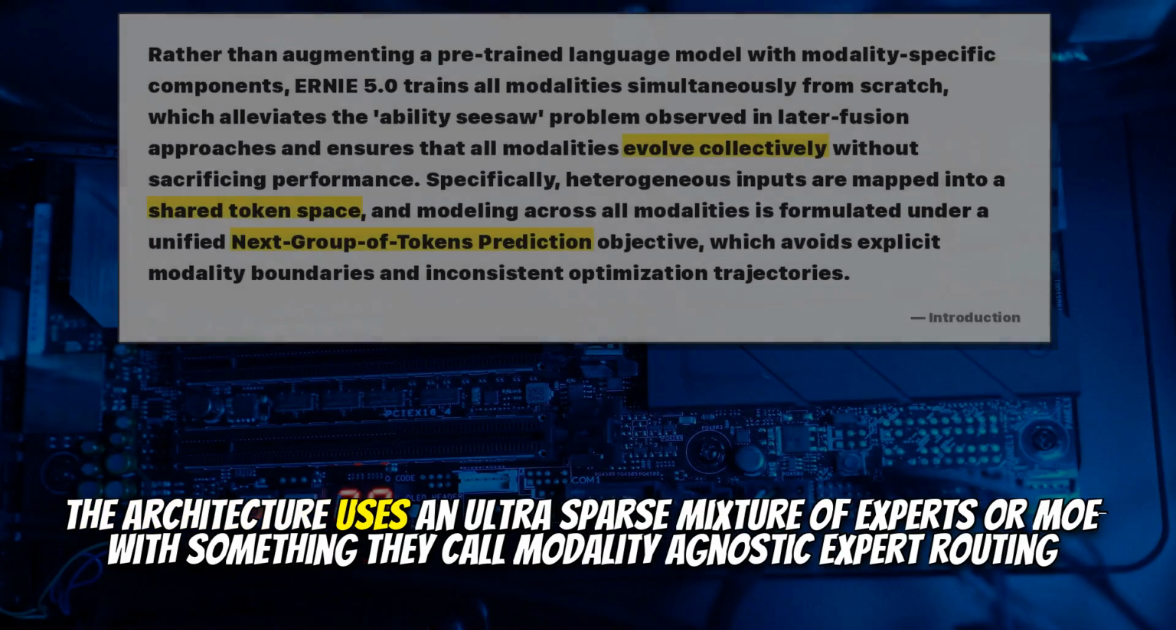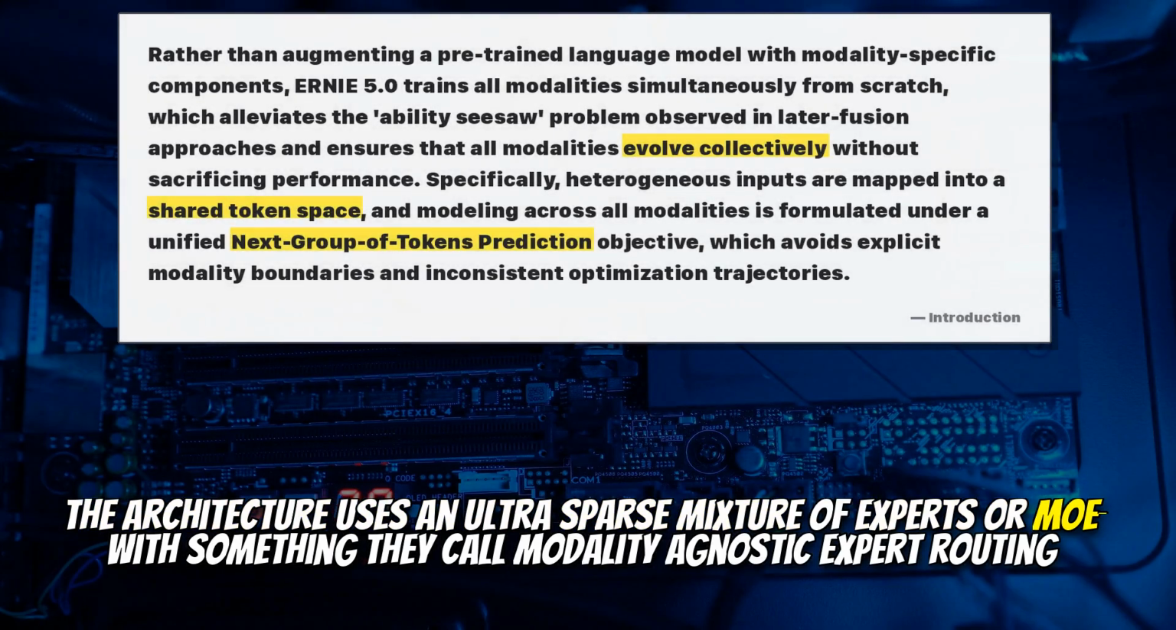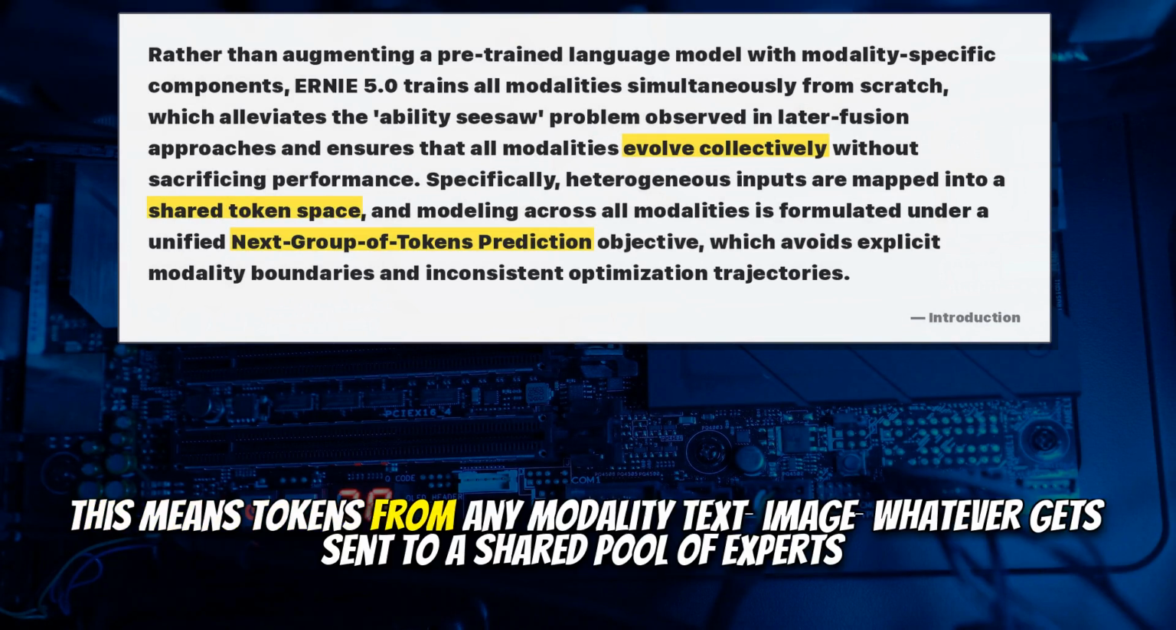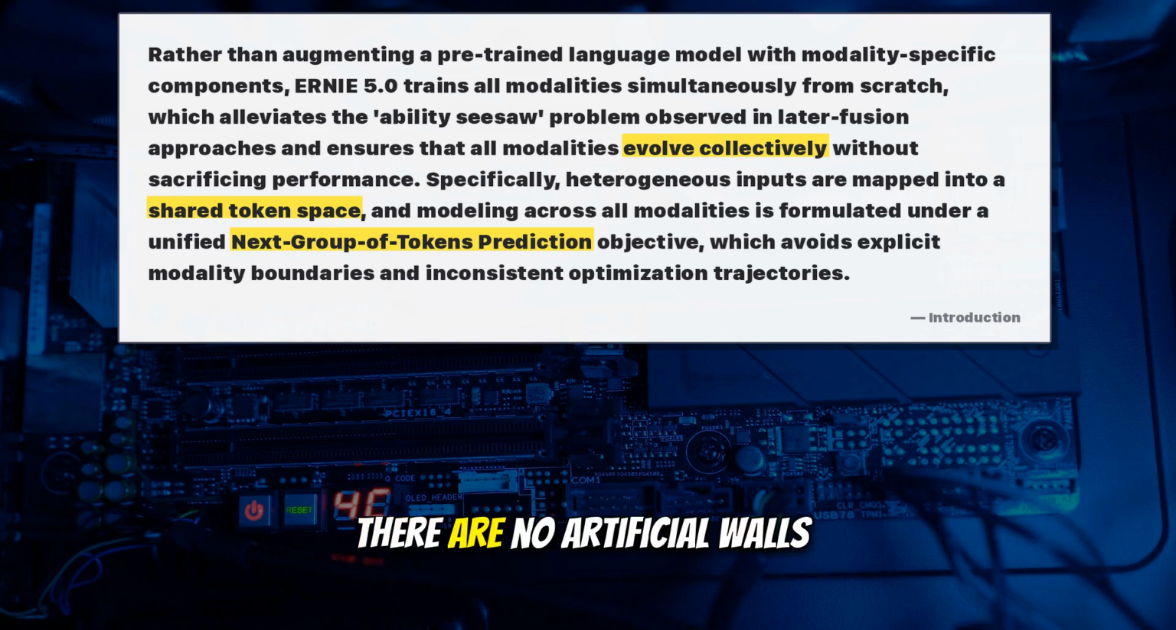The architecture uses an ultra-sparse mixture of experts, or MoE, with something they call modality-agnostic expert routing. This means tokens from any modality, text, image, whatever, get sent to a shared pool of experts. There are no artificial walls.